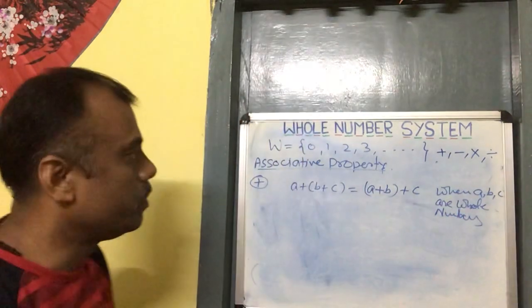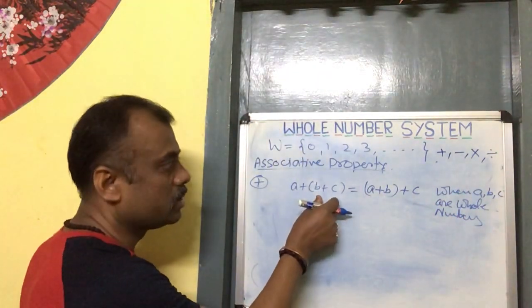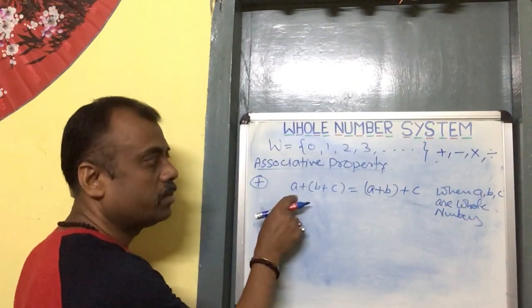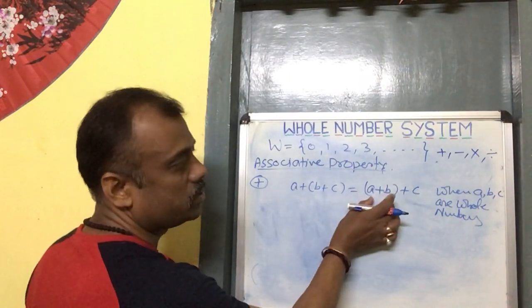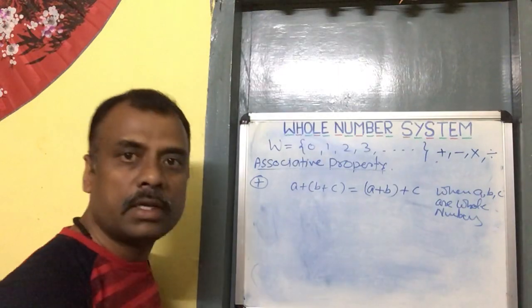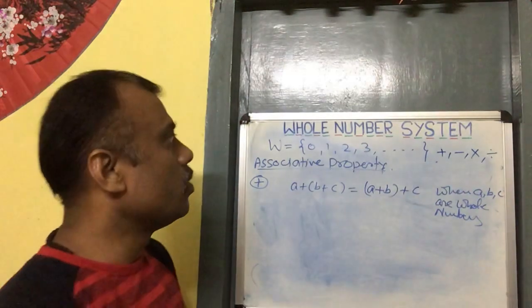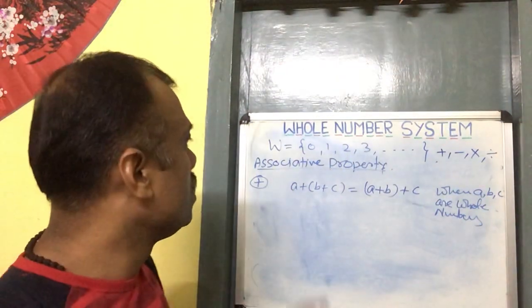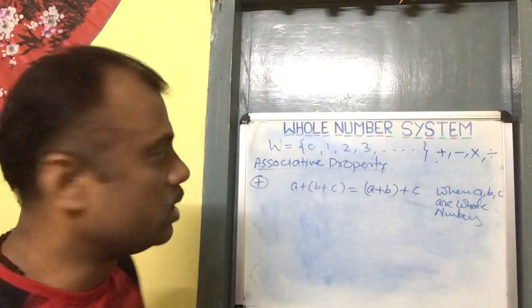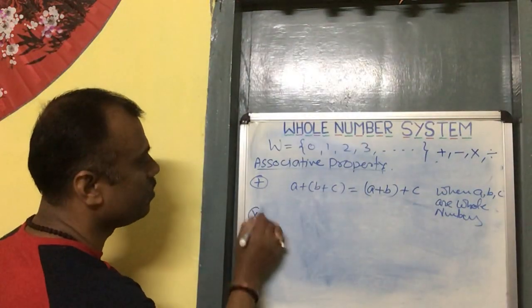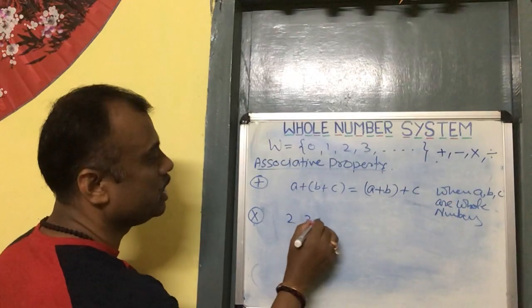Whole numbers means you can first add these two and then add the third, or you can add the first two terms, then the third term, and you will get the same answer. It means whole numbers are associative under addition. Similarly, for multiplication, take 2, 3 and 5.